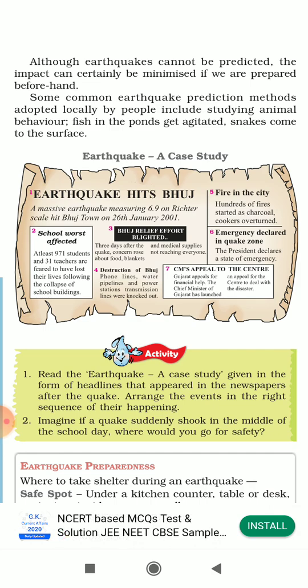Some common earthquake prediction methods adopted locally by people include studying animals' behavior, like fish in the ponds get agitated, snakes come to the surface, etc.